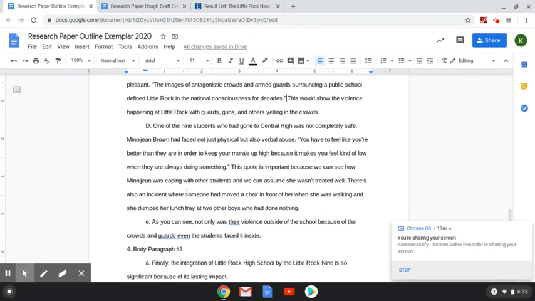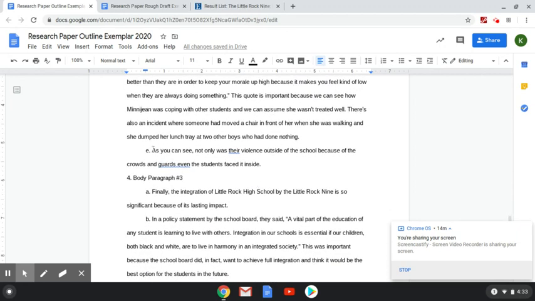There's also an incident where someone had moved a chair in front of her when she was walking, and she dumped her lunch tray at 2 other boys who had done nothing. What I like here is the mixture of actually getting the quote from one of the Little Rock Nine about their experience. This person did a good job of explaining that quote in the following sentence, and then we get even more details about some of the harsh treatment afforded to the student, right, Minnie Jean Brown. So I like the usage of details here. I like how you wove in both a quote and then an explanation also.